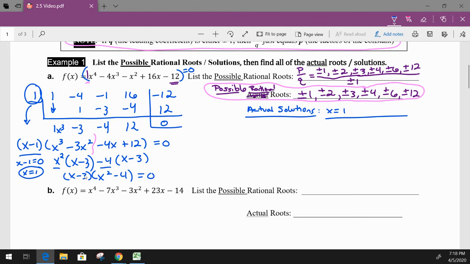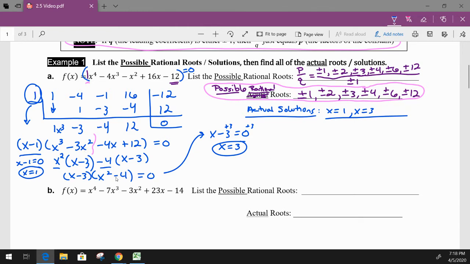So now I need to find the solutions for these. If I set my x minus 3 equal to 0 and solve, add 3 to both sides, I get x equals 3. That is another solution. It does happen to be a rational solution. It's one of these up here. So positive 3 is one of the possible rational roots.